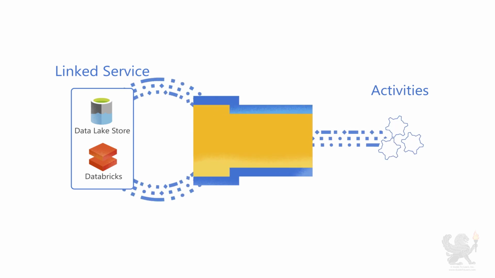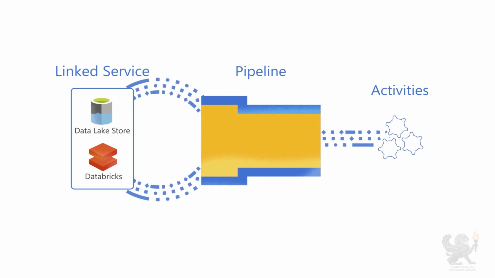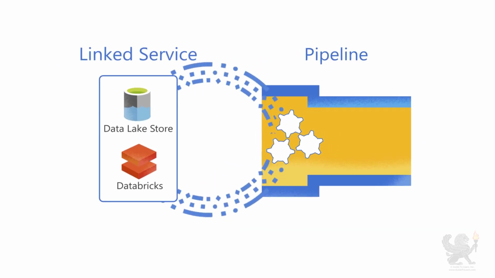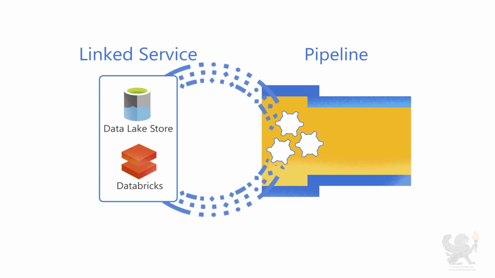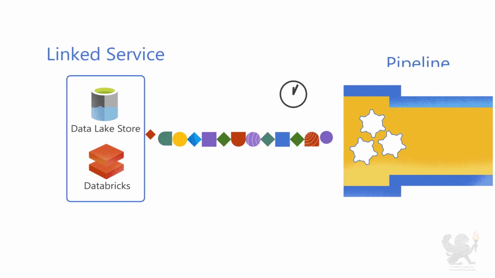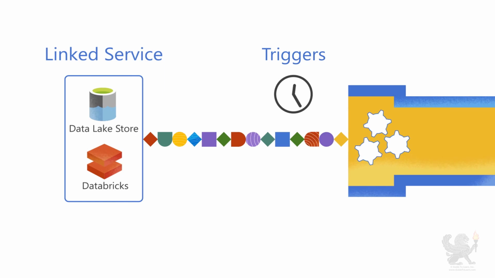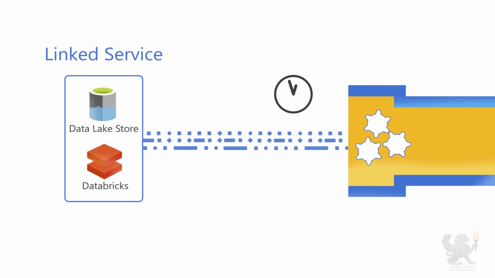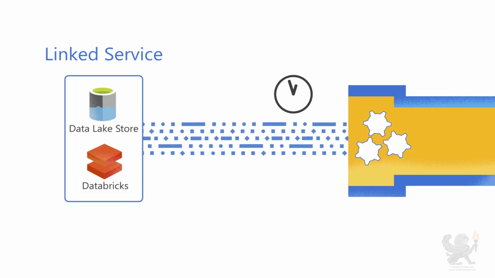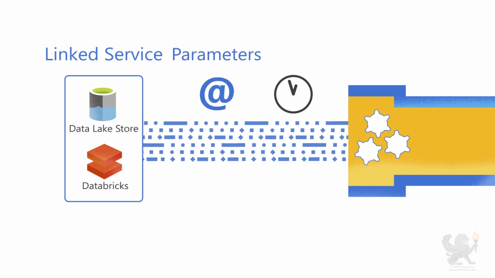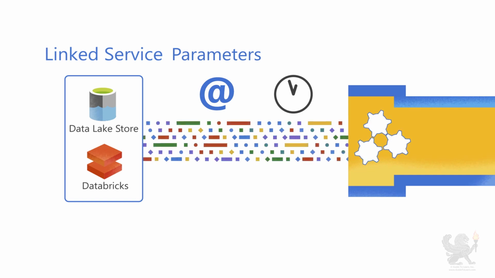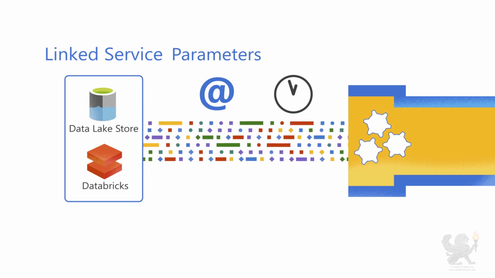These are grouped together in a component known as a pipeline. The pipeline allows you to manage the activities as a set, instead of each one individually. You deploy and schedule the pipeline, instead of the activities independently. You can dynamically update components, such as linked services at runtime, by adding parameters to give you the flexibility of using the same solution in multiple environments.